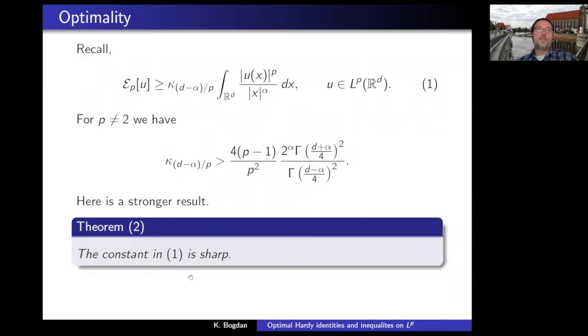But here's a stronger result. This constant, this kappa d minus alpha over p, is sharp in this inequality 1. That is, we cannot have a bigger constant and still have this inequality true for every u in L^p. So that's the second theorem.